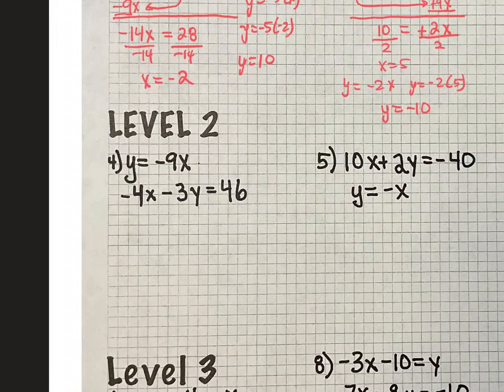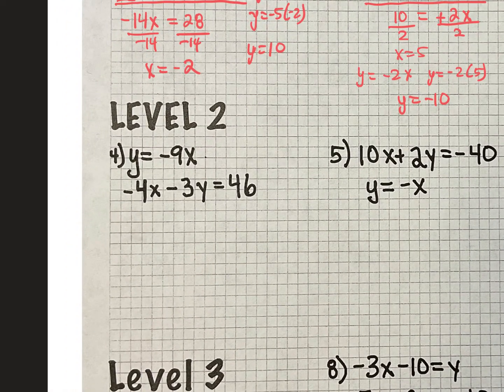All right, next one, getting a little harder. Okay, we know that y is equal to negative 9x, so we can take y out and plug in negative 9x. Everything else is the same, negative 4, negative 3. Now, some people forgot the parentheses when you plug in. First step is we got to get rid of the parentheses, so negative 3 times negative 9x is positive 27x, now plus 27x equals 46.